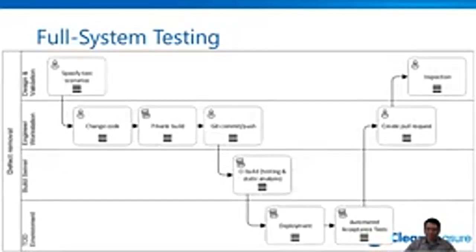Okay. All right, let's talk about full system testing. And this is after we've done our first deployment. Octopus Deploy has deployed to our first line environment, which is a no humans allowed environment.